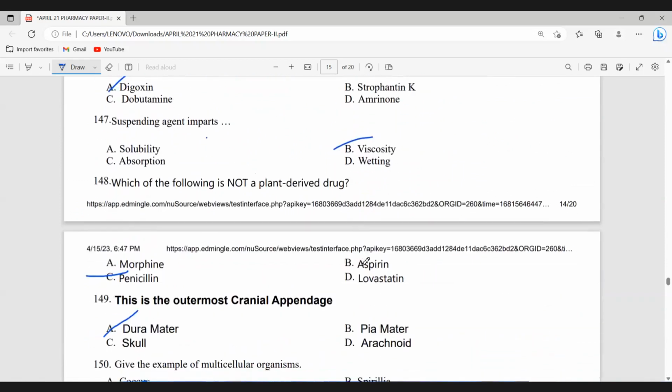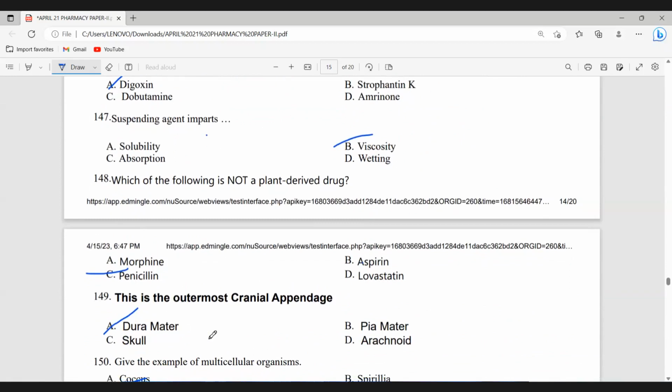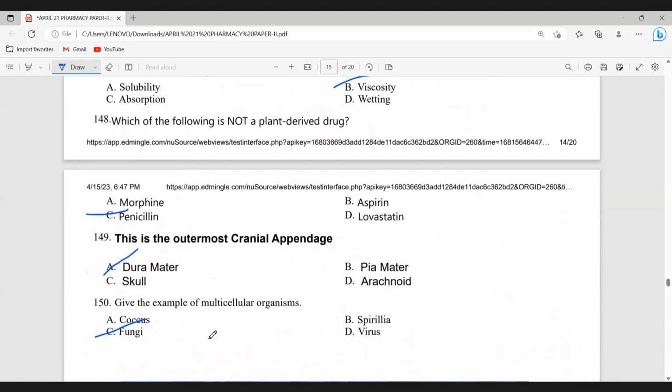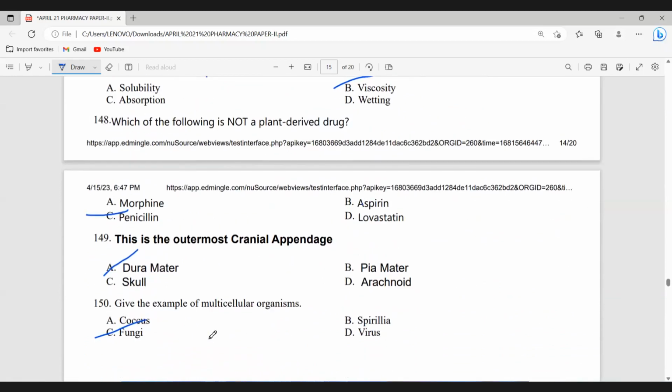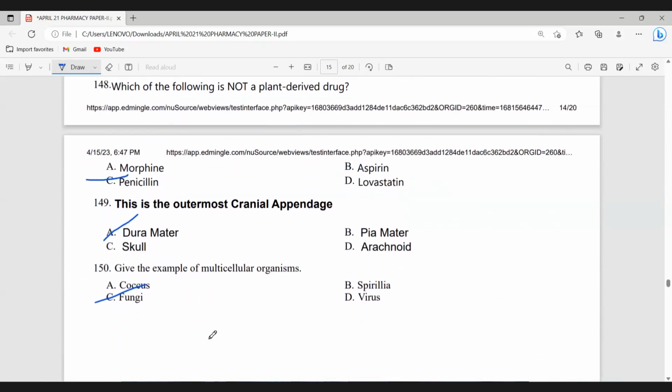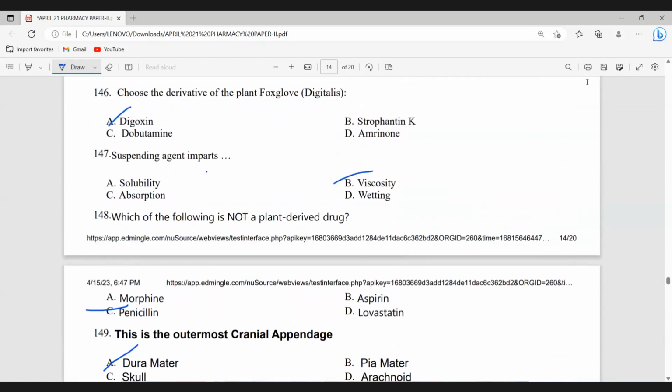And 49. Outermost layer dura mater. Do you have any doubts? If you don't have any doubts, I'll leave the meet. And all the best for your tomorrow's exam.